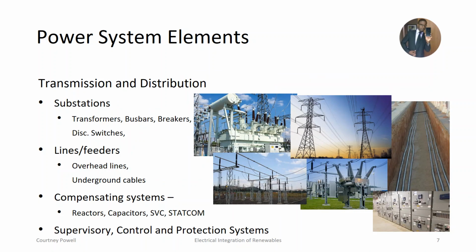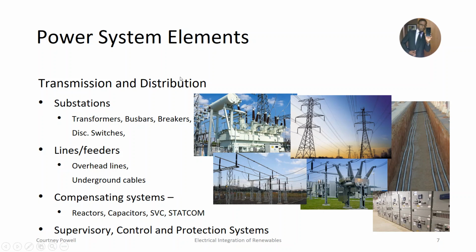In terms of transmission, the different components of transmission include substations. So in a large interconnected grid, you'll have multiple substations. In the case of TNTech, we have approximately maybe about 120 to 150 substations. Substations usually consist of transformers, bus bars, breakers, disconnect switches, etc.